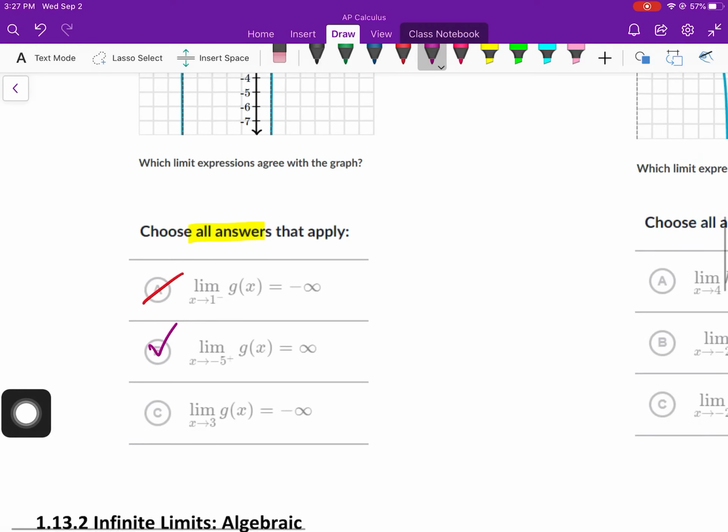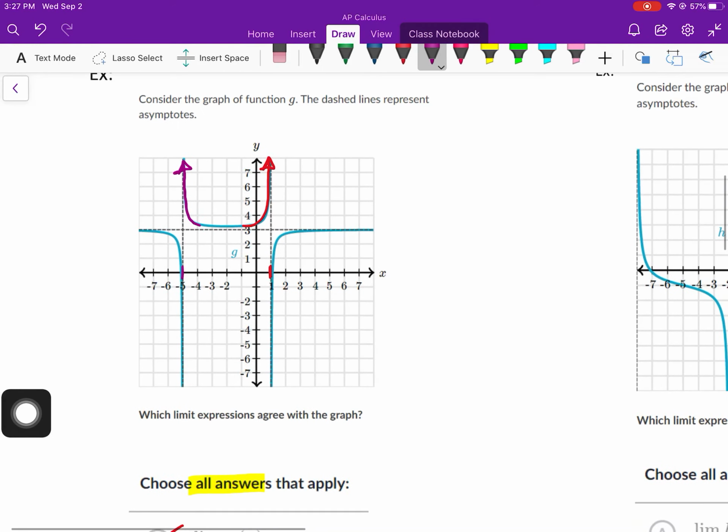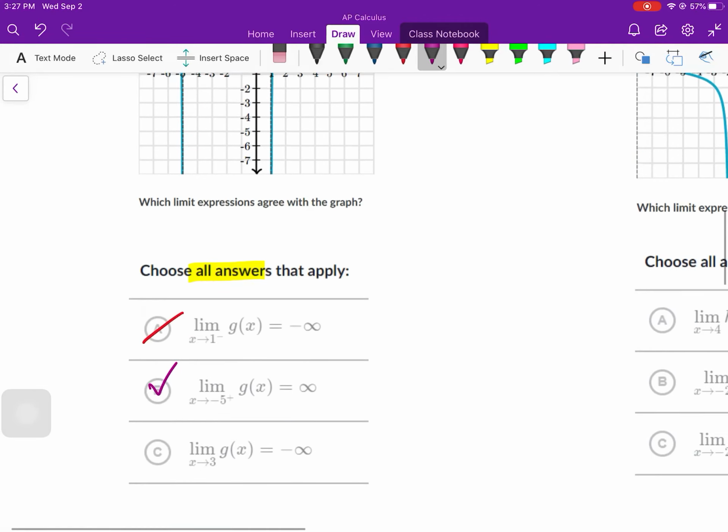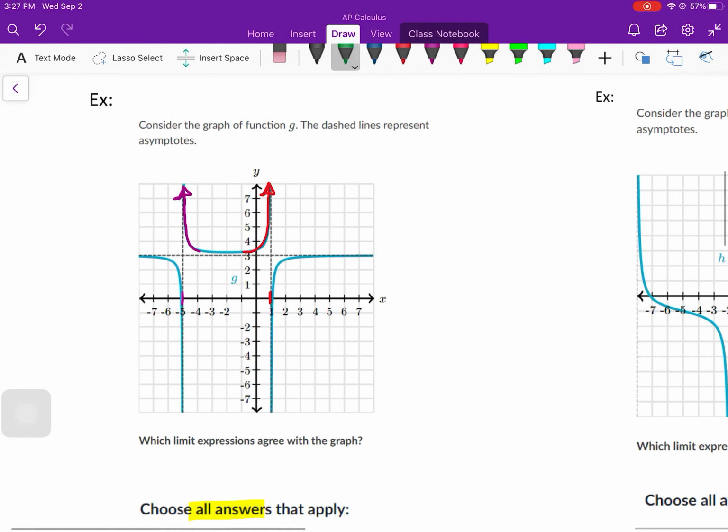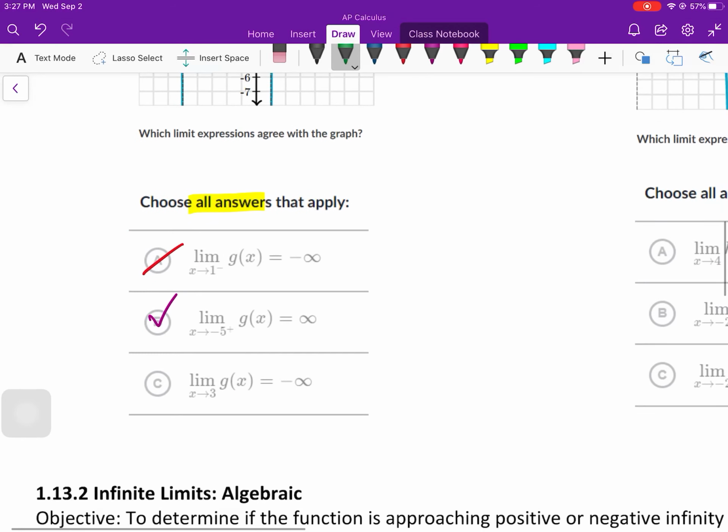And then the limit as x approaches 3 is negative infinity. So we need to see as x approaches 3. Does it really say 3? Yeah, 3. And it's saying negative infinity, but no, it's like 2.9 or something like that. So that one doesn't check off.